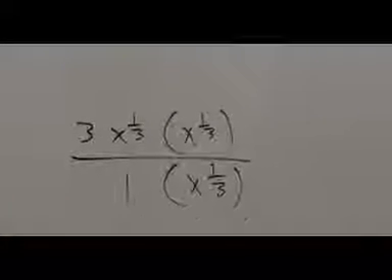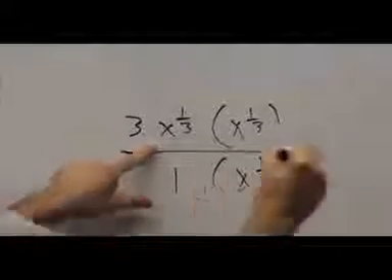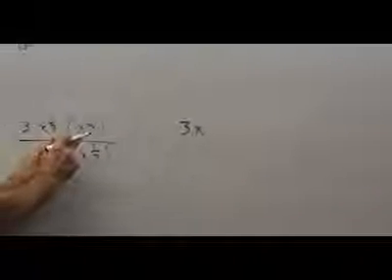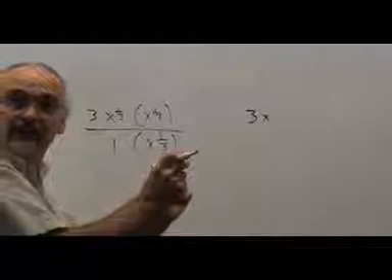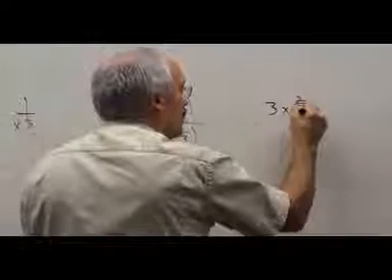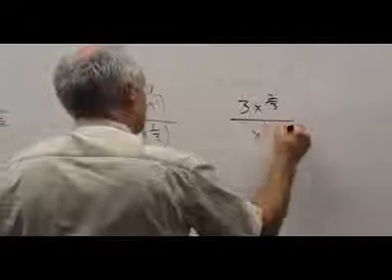Now when I do that, what do I get up here? 3x to the what? If I'm multiplying two things with exponents, what do I do with the exponents? Add them. 1/3 plus 1/3 is 2/3. Oh, you add it straight across. Okay, right.